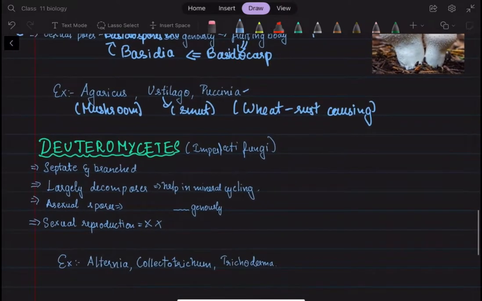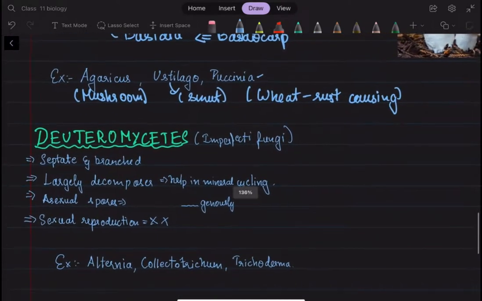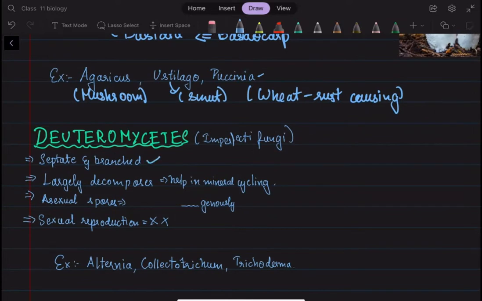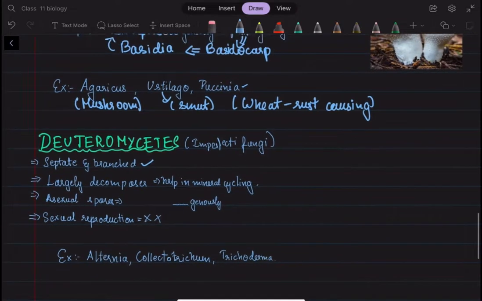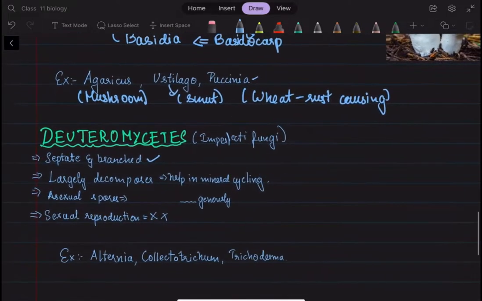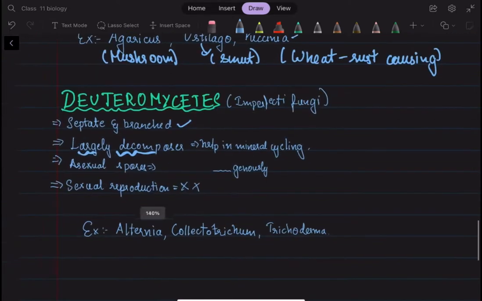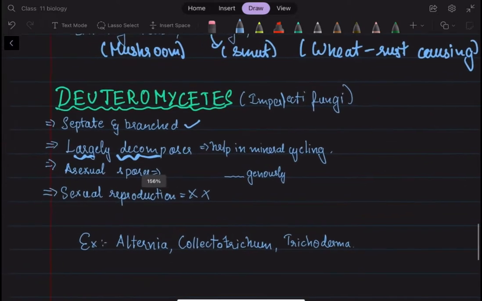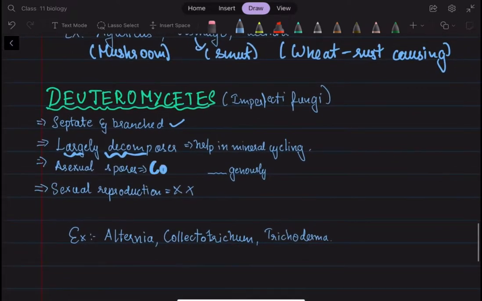Next, coming to the last class, that is the deuteromycetes. The deuteromycetes are septate and branched, just like the other two classes we just saw, and they decompose litter, and hence they help in the recycling of minerals. Here, the asexual spores that we find in them are conidia, just like we saw in ascomycetes. There it was exogenously produced. Here also it is exogenously produced on conidiophores.